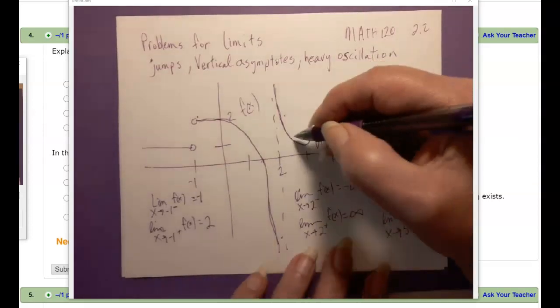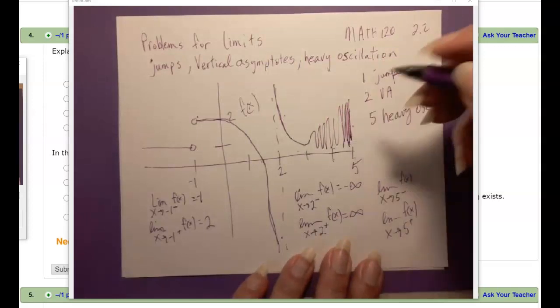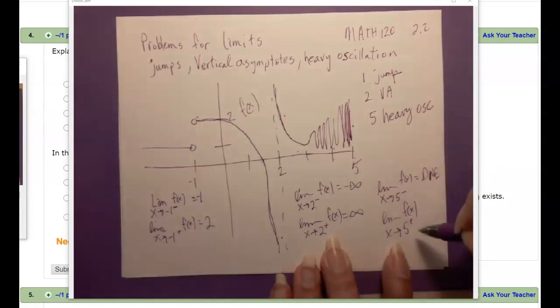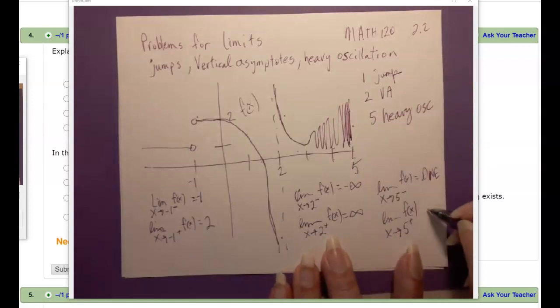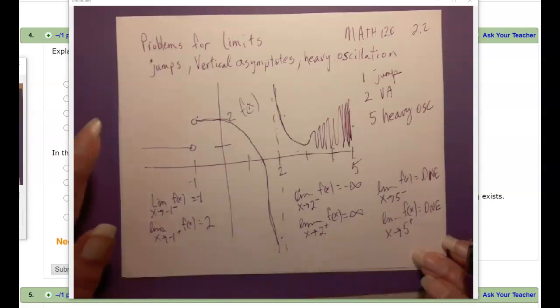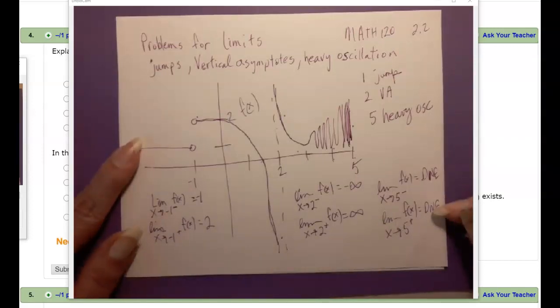And then at 5, I have heavy oscillation to the left, so this does not exist, because at heavy oscillations, the limit is not going to exist. And then from the right, there's no graph there, so that limit doesn't exist either, because I can't travel on anything to get there. So it does not exist for 2 separate reasons. There was nothing there on the last one.